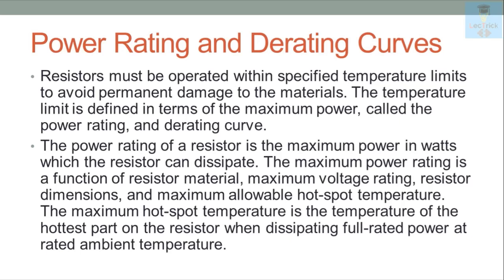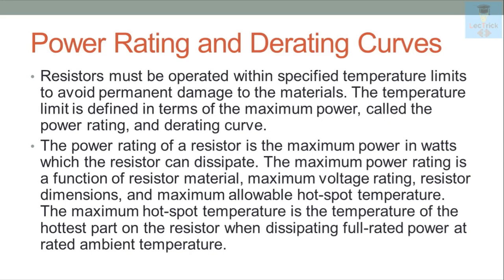Power rating and derating curves. A resistor must be operated within a specified temperature. There are limits, a maximum limit and a minimum limit, for the temperature. When it exceeds them, the resistor will be damaged or won't work properly as it is meant to. So the temperature limit is defined in terms of maximum power, called the power rating.